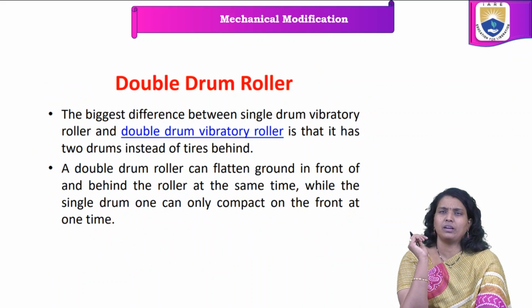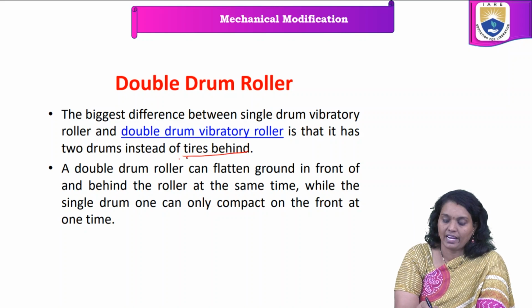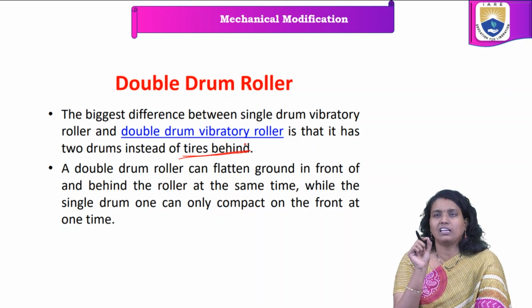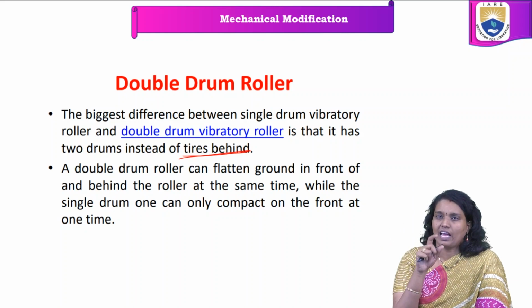And coming to the double drum rollers, the biggest difference between the single drum vibratory roller and the double drum vibratory roller is that it has two drums instead of the tires behind. The single drum roller has a single drum at the front and two tires at the back side. In the double drum roller, the tires are replaced with a drum.